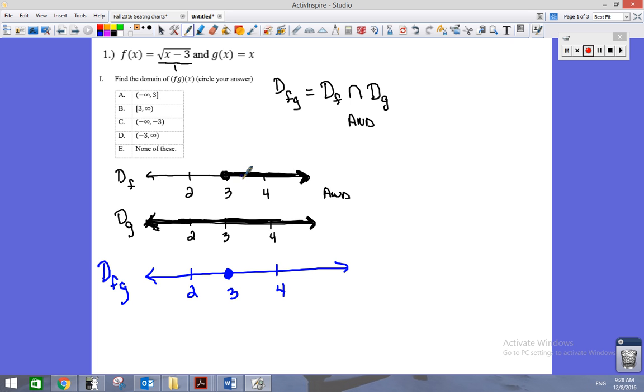To the right of 3, all of the numbers belong to this set, and to the right of 3, all of the numbers belong to this set, so therefore they'll be in the intersection. So even though we did not find an expression for f times g, we know what the domain is. The domain of f times g is from 3 to infinity. So it is choice B.